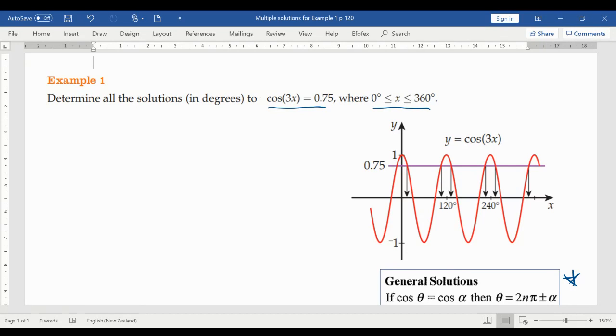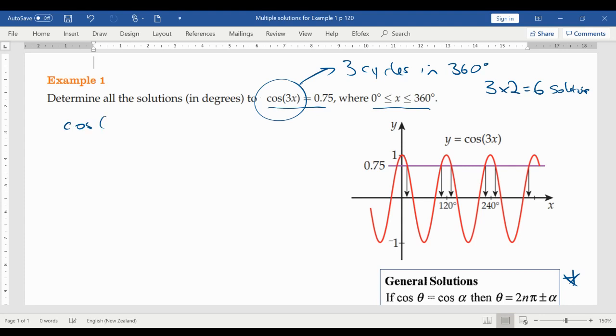Okay, the first thing you know is that because that there says cos of 3x, that means you're going to get 3 cycles in 360 degrees. So every cycle gives you 2 solutions. So you're going to get 3 cycles, so you're going to get 3 times 2. That'll give you 6 solutions. Okay, so let's do the problem.